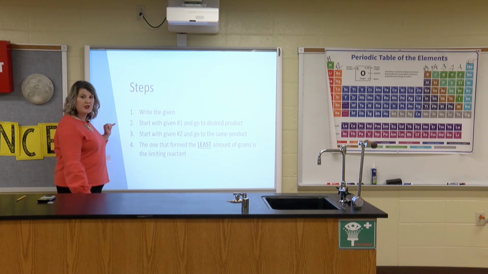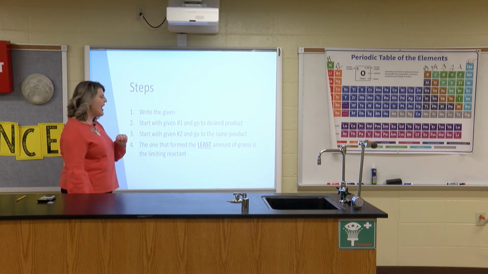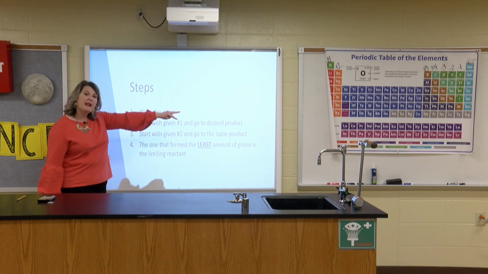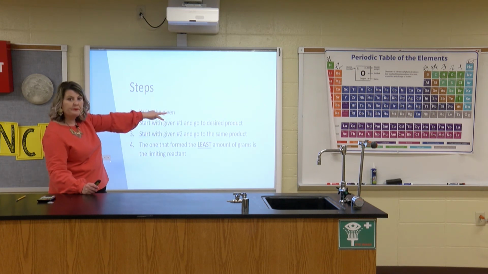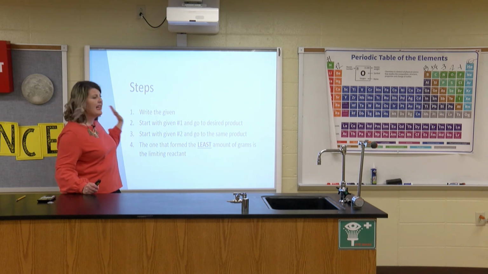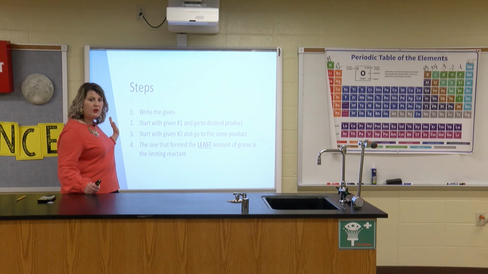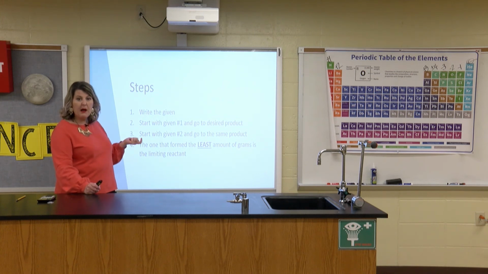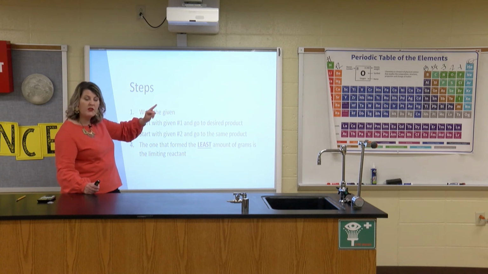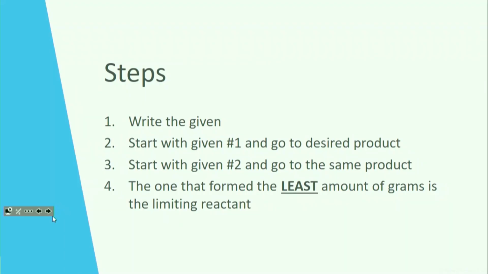Then you start with given 2, because you're given 2 givens, and you go to the exact same product. Now you're going to compare those two numbers, and let's say reactant A gave you 100 grams of AB, and reactant B gave you 20 grams of AB. You're going to go with the answer that's the smallest. So if I were comparing 100 versus 20, you actually would have created 20 grams of that substance, because when you created 20 grams, you would have run out of that particular reactant.